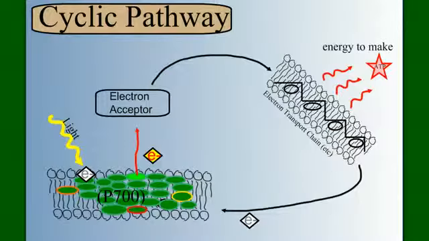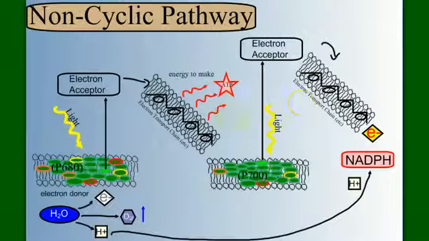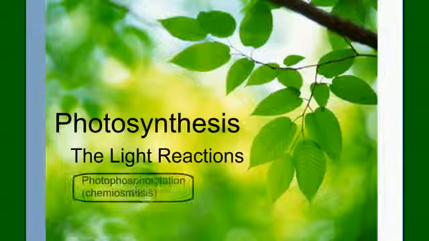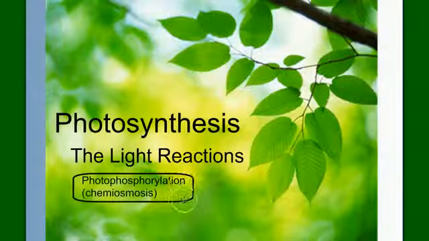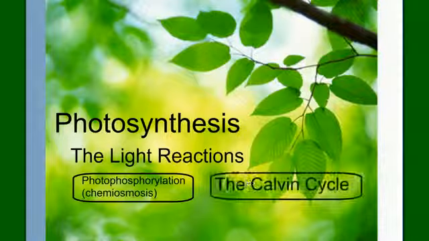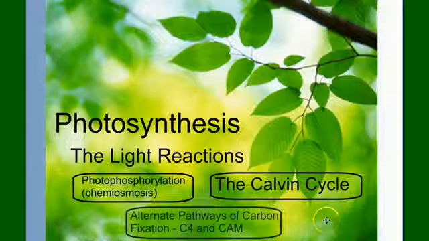So go back and review the cyclic and the non-cyclic pathways. Write down any questions you have, bring them to class, and be prepared for a quiz. And remember to come back for part 3, where we're going to talk about how that ATP was made, photophosphorylation using chemiosmosis, the Calvin cycle. We'll go through the details of those series of reactions, and the alternative pathways of carbon fixation that we see in C4 and CAM plants.